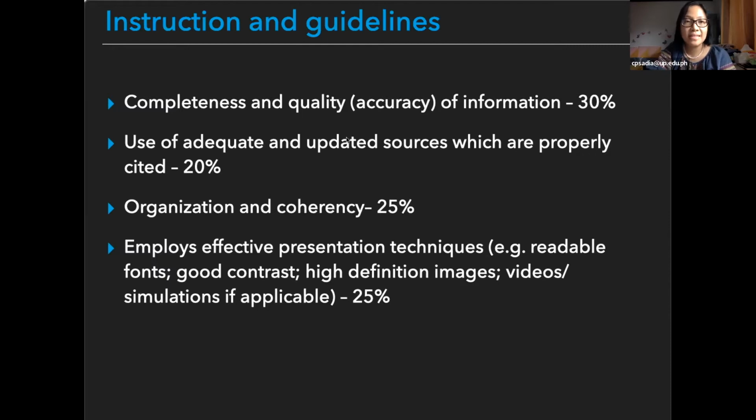For the completeness and quality or accuracy of information, that's 30% of the score. The use of adequate and updated sources, which are properly cited, 20% of the score. Organization and coherency, 25% of the score. And employs effective presentation techniques such as readable fonts, good contrast, high definition images, videos, and simulations if applicable. That's the remaining 25%. So total of 100%.